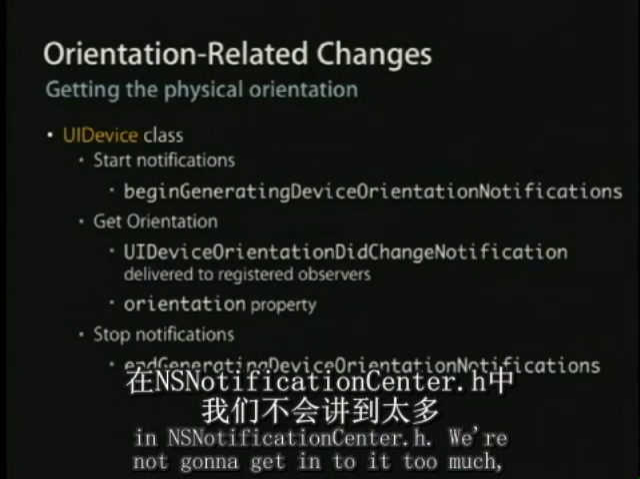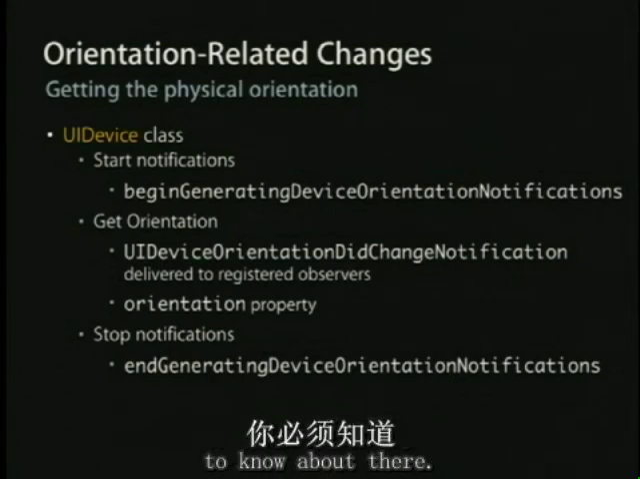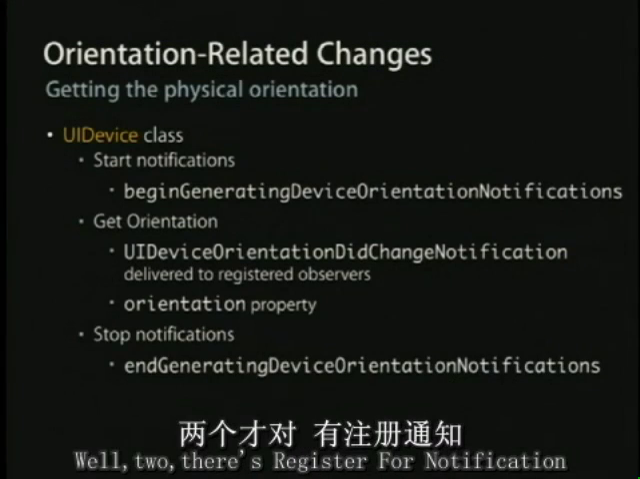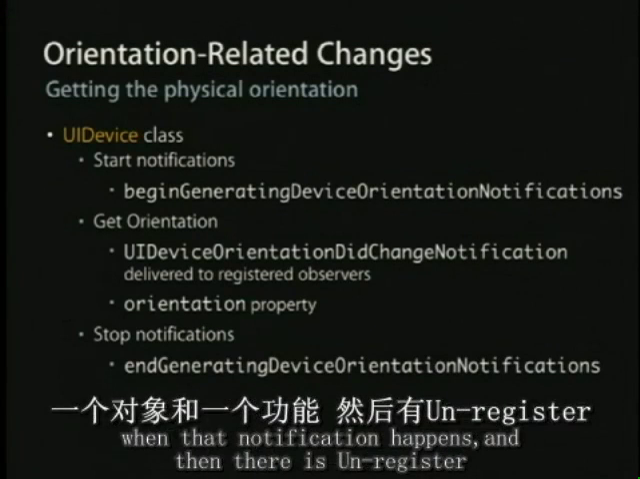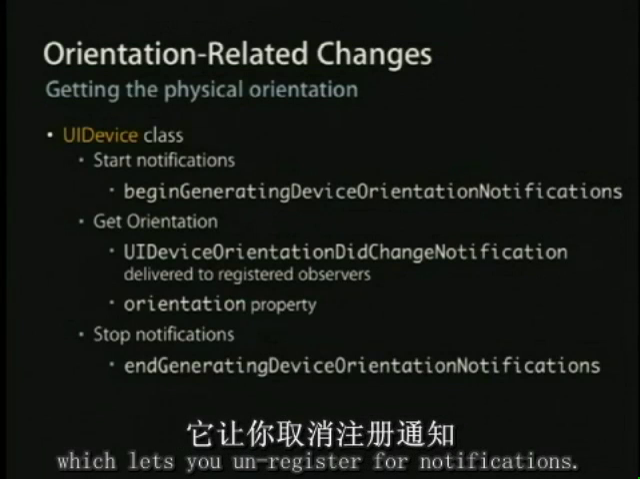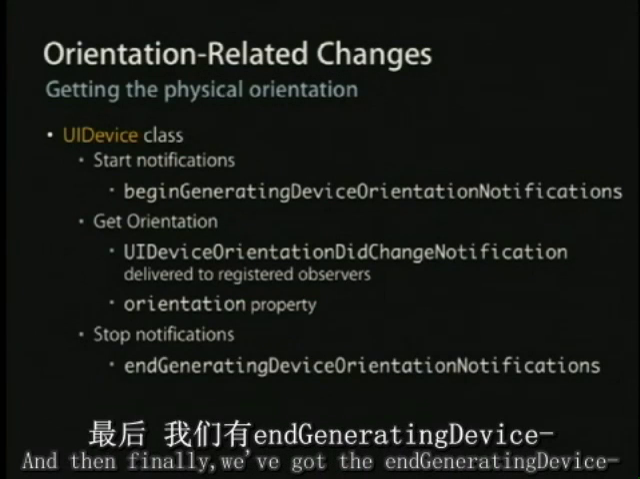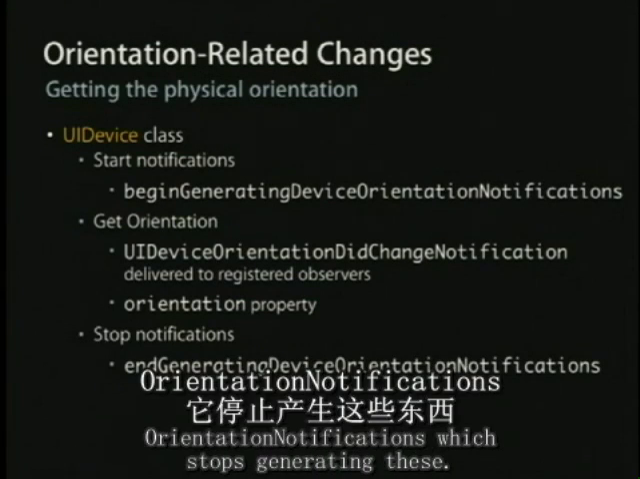We're not going to get into it too much, but there's really only one method you have to know about there. Well, two. There's register for notification, and you specify an object and a method to be called when that notification happens. And then there's unregister, which lets you unregister for notifications. And then finally, we've got endGeneratingDeviceOrientationNotifications, which stops generating these.